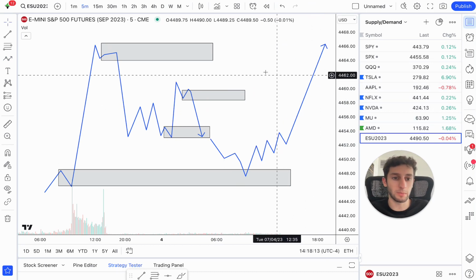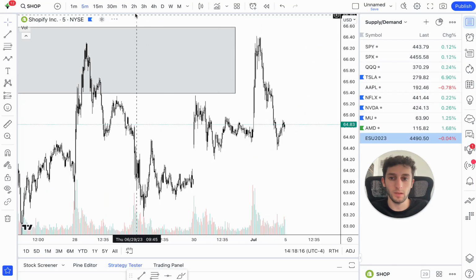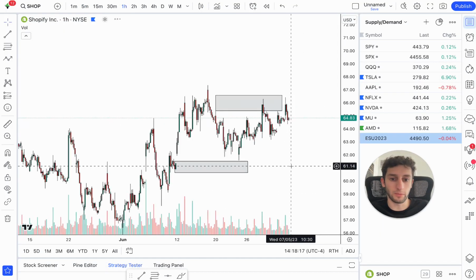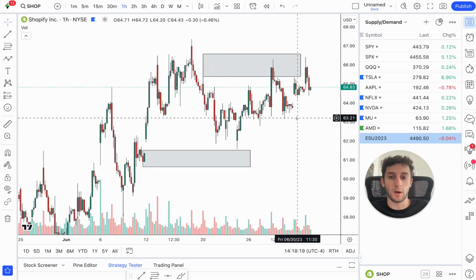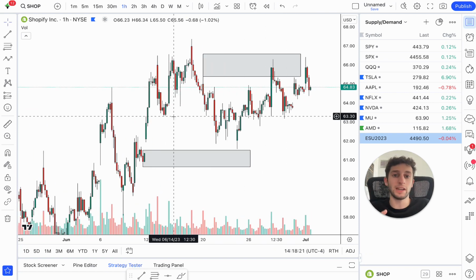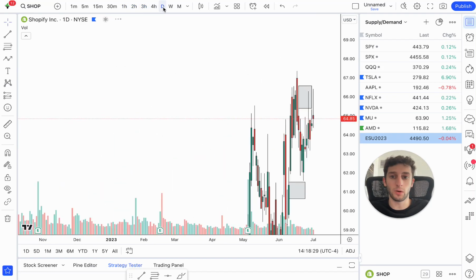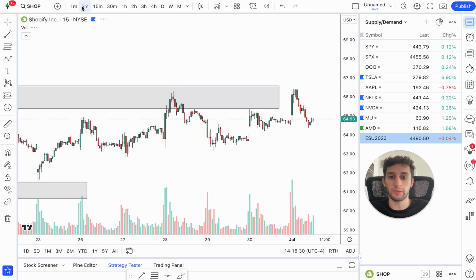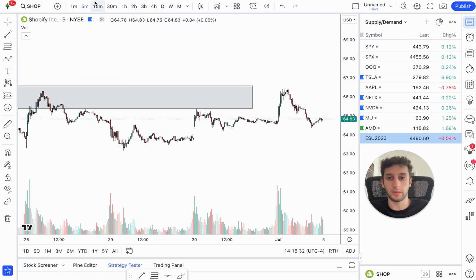Now let me show you another example on Shopify. We go on an hourly time frame. Again, this is where you need to look at all time frames. I always get asked, what time frames do I look at? You want to look at all of them. On a daily basis, I'm always going through daily, 4 hour, 1 hour, 2 hour, 30, 15, 5. I'm looking through all of them constantly, right?